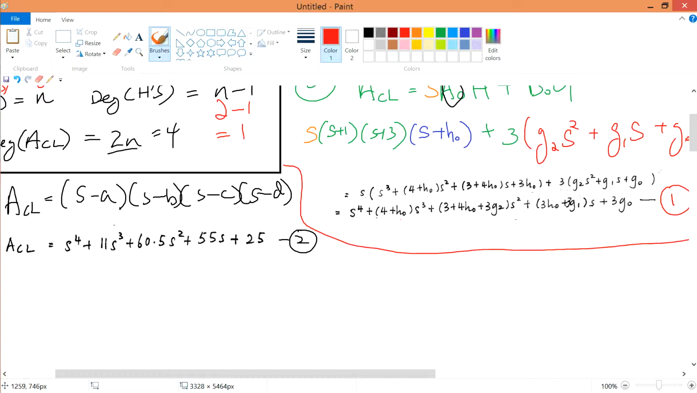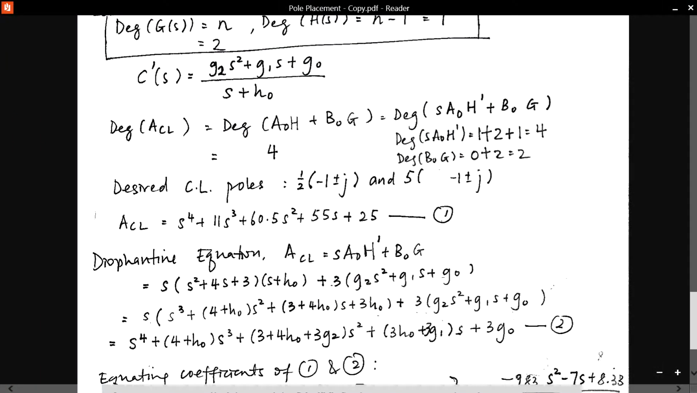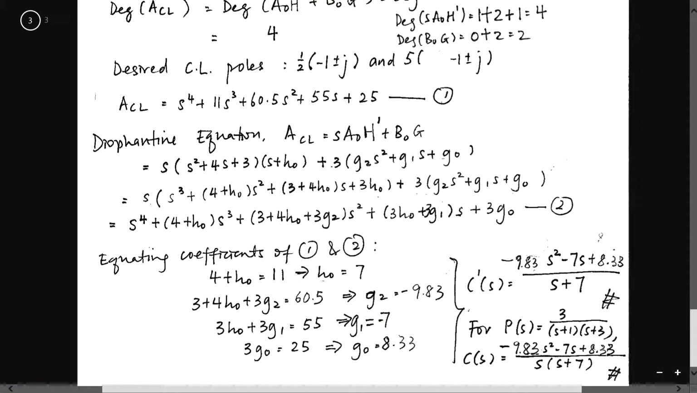So your 4 plus h naught is your 11s, because it's in terms of the coefficient s cubed and s cubed over here. And therefore what I have is 4 plus h naught is equals to 11, and therefore h naught is equals to 7, because I bring this over to this side. 11 minus 4 is 7. Same thing I do for the rest of the G2 and G1. In the end you'll solve for your values, and therefore it's all over here. Your h naught is equals to 7, your G2 is equals to this one.